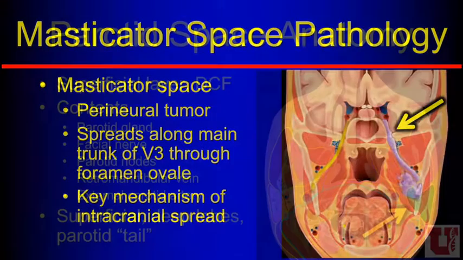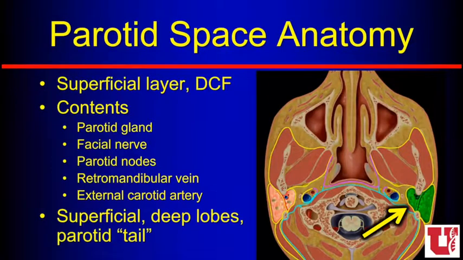Now, posterior to the masticator space, we have the parotid space. So we have the parotid gland here, we have the facial nerve, we have a bunch of lymph nodes that are within the parotid. We have a big vein behind the mandible, the retromandibular vein, and we have the external carotid artery branch that goes up to the superficial temporal.